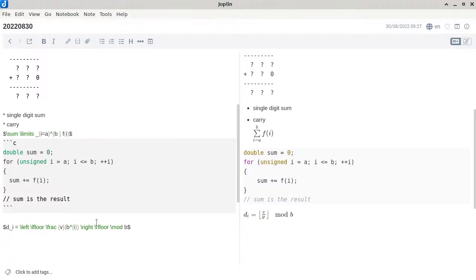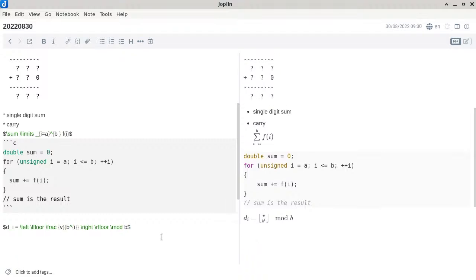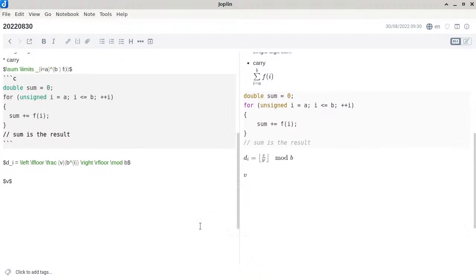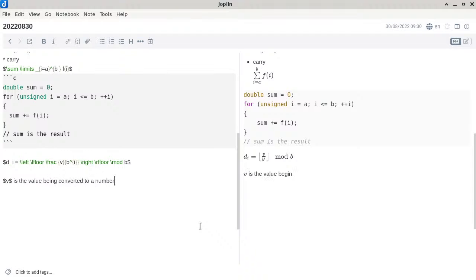All right, so getting back here. Now we want to figure out, okay, fine, we need to know what is V, what is B, and what is I, and we're trying to figure out d of i. So what do those things actually mean? What is V? This goes back to the context, the description in the notes. V has to be given, but what is it representing? The value that we want to convert into a number. Very good. So V is the value being converted to a number.